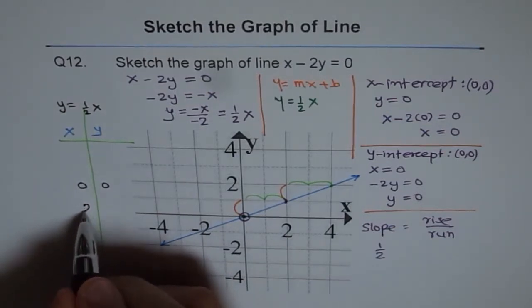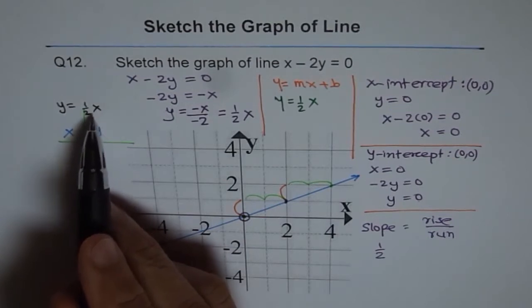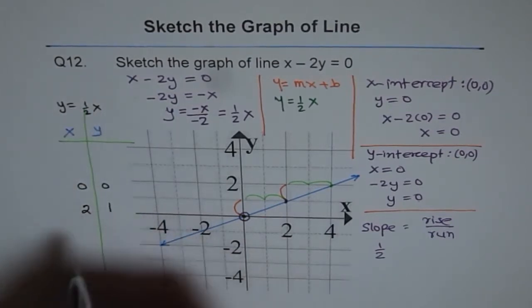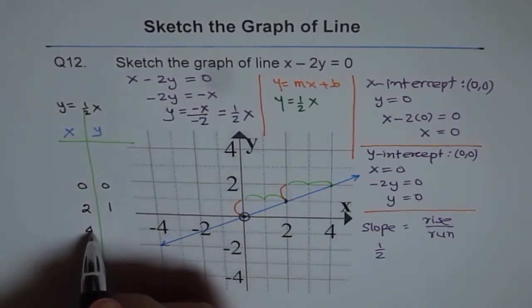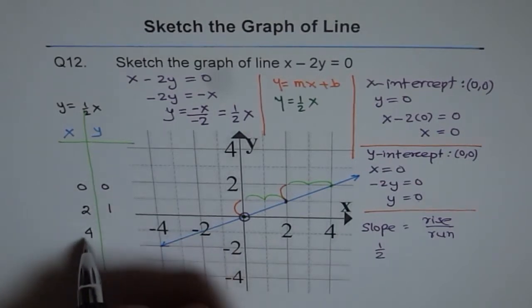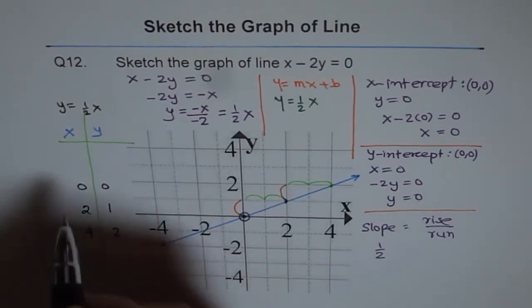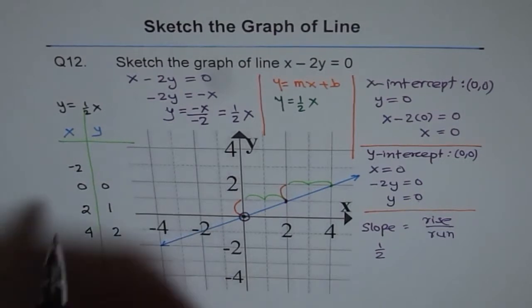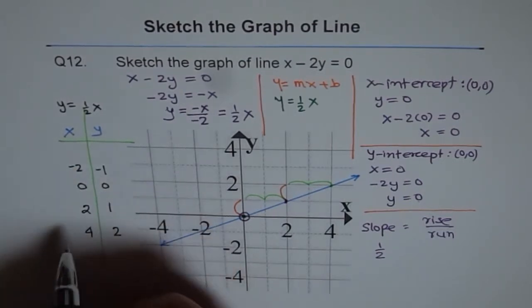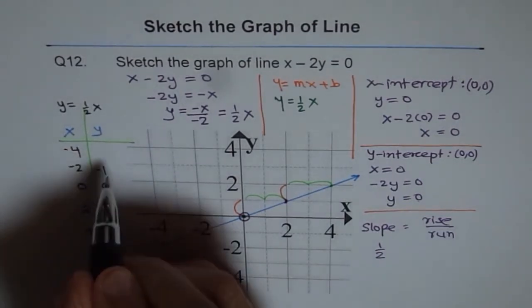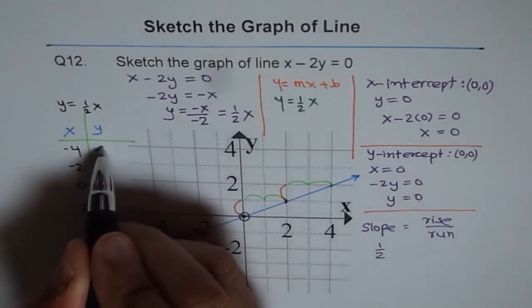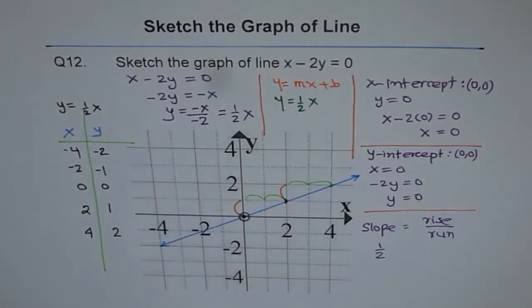For example, we can take 2. If x is 2, half of 2 is 1. Then we can take x as 4. Half of 4 is 2. We could have taken minus 2 also. Half of minus 2 is minus 1. Similarly, or minus 4. Half of minus 4 would be minus 2. So those are the points which could have helped us to draw this line.